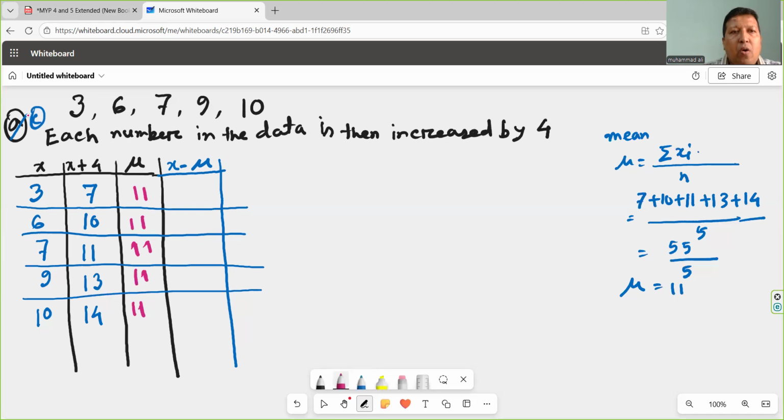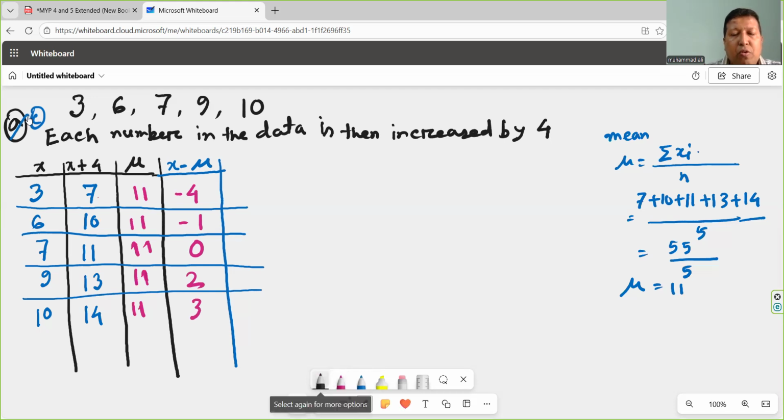So now 7 minus 11 is minus 4. 10 minus 11 is minus 1. 11 minus 11 is 0. 13 minus 11 is 2. 14 minus 11 is 3.